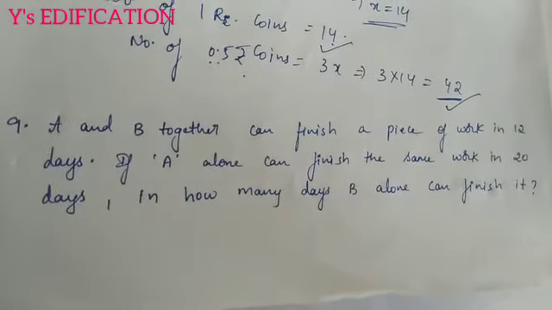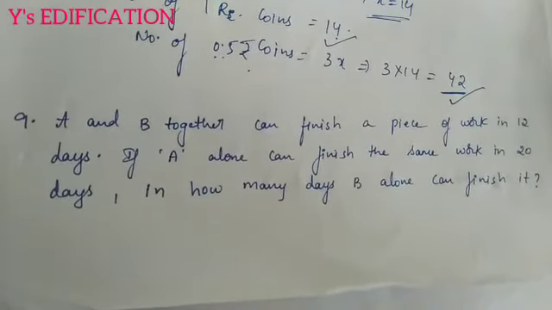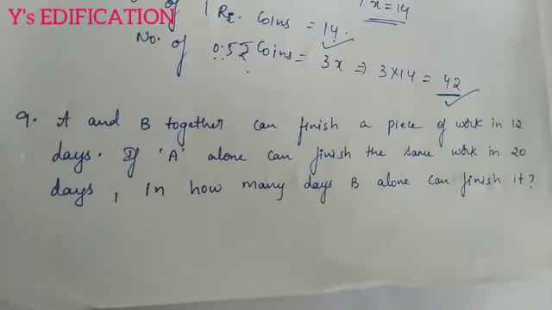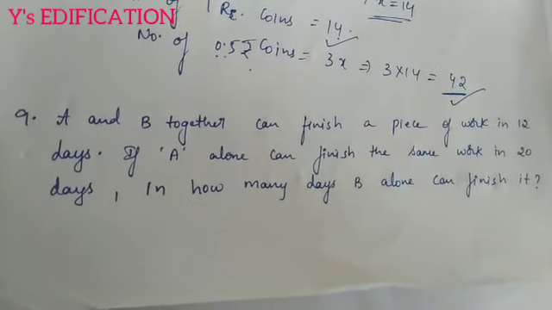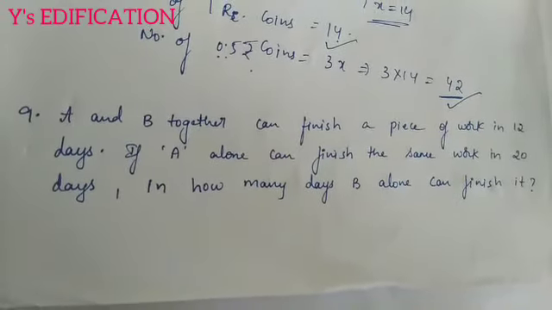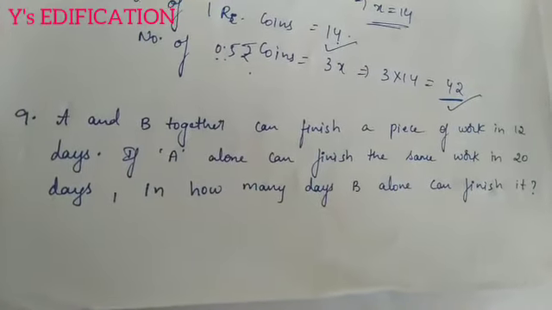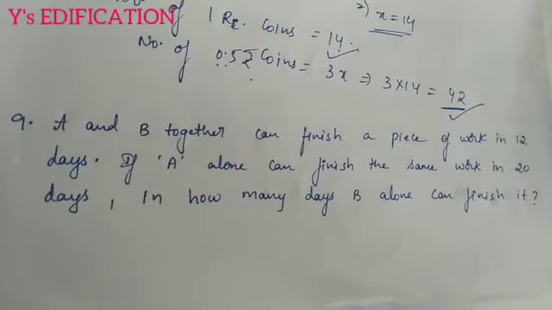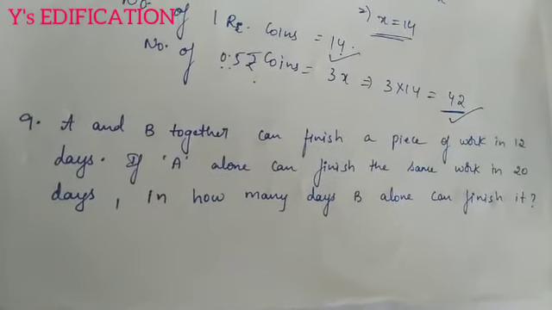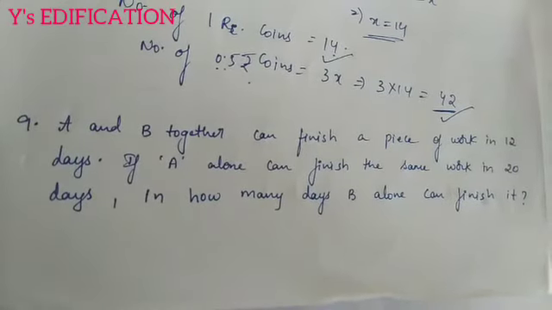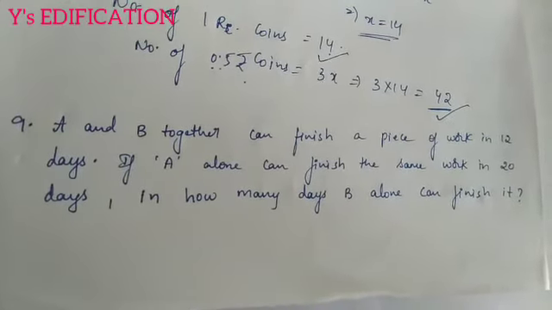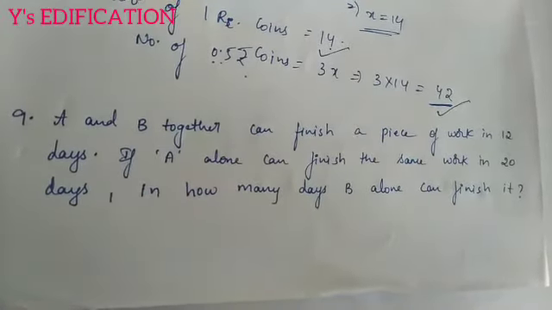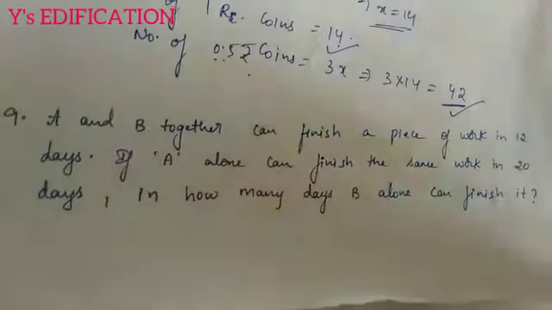A and B can finish a piece of work in 12 days. If A alone can finish the same work in 20 days, in how many days B alone can finish it? Here they gave two persons doing the piece of work. When the two persons work together, the work will be completed in 12 days. If only one person works, he will do it in 20 days. So they are asking if B alone does the work, how many days he will take to complete the work.